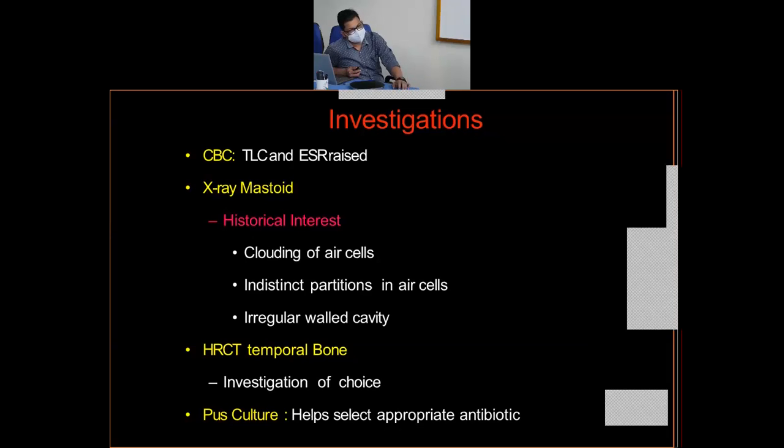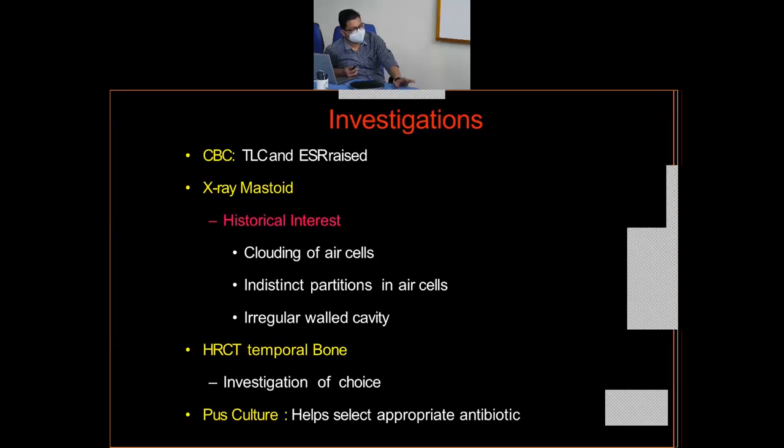Then we advise one X-ray mastoid. If we do X-ray mastoid, normally the mastoid air cells are black in color, and you can easily see the mastoid air cells. But in case of mastoiditis, in case of accumulation, there will be clouding, meaning haziness of the mastoid air cells. Then the partitions or trabeculae of the air cells will be indistinct, like broken. Or in coalescent mastoiditis, you won't see any trabeculae, and there will be an irregular wall cavity. HRCT temporal bone is the diagnostic tool.